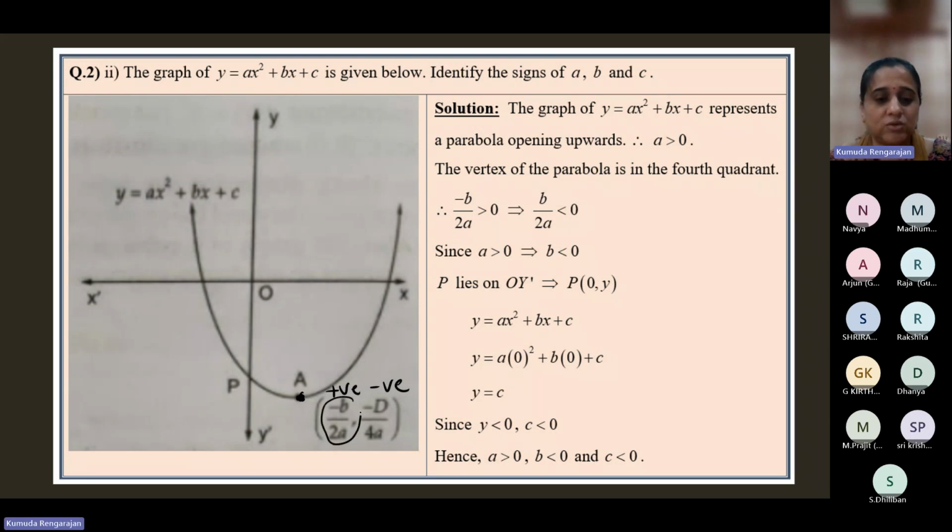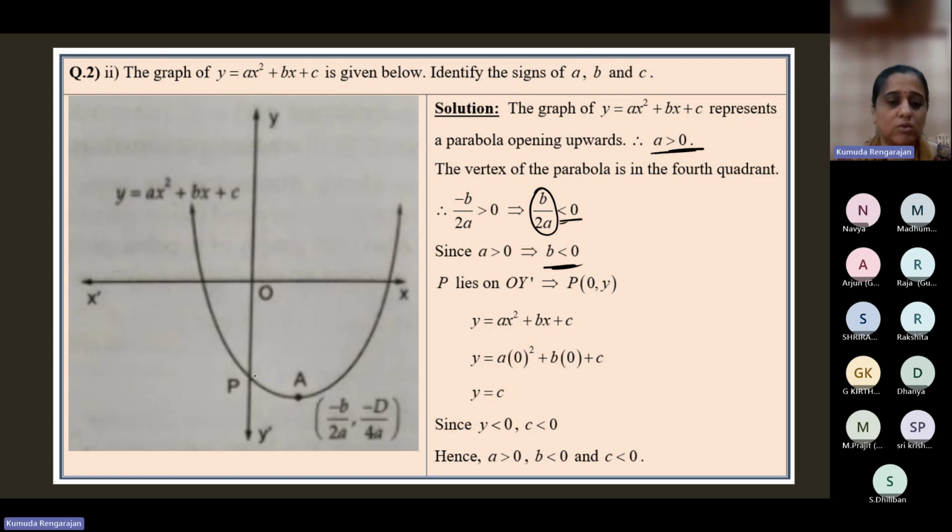Now, minus b by 2a. Why have we written minus b by 2a is greater than 0? Because it lies in the 4th quadrant, and the x coordinate in the 4th quadrant is always positive. A is upwards, so greater than 0. Change the signs on both the sides and you get this. I'm sorry, the whole thing should be negative. That means B and A should carry opposite signs. A is positive, so B should be negative.